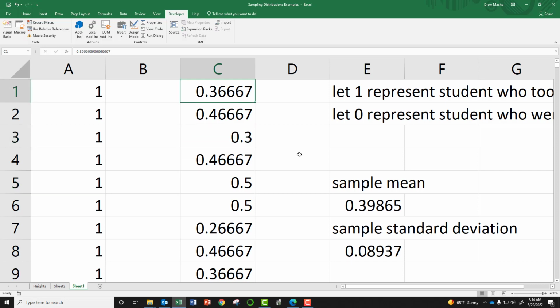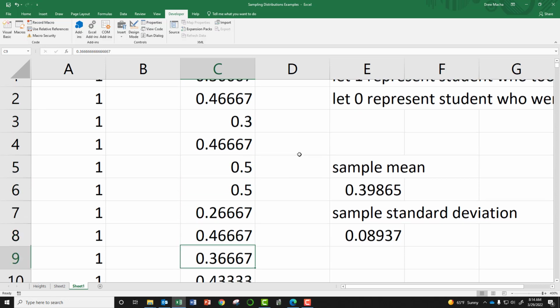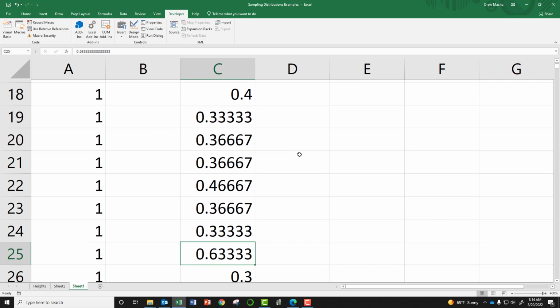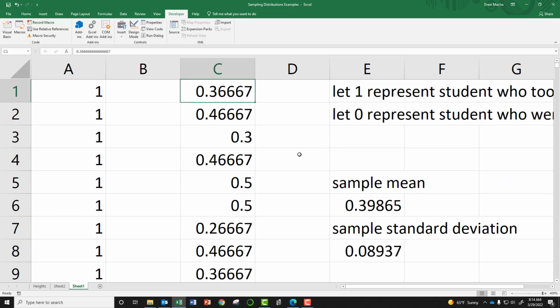And again, these are different. My point was, depending on which 30 students you choose, you are going to calculate different sample proportions. And the majority of them fall pretty close to 2/5, which is the same as 0.4. But some of them are going to be greater and some of them are going to be less.